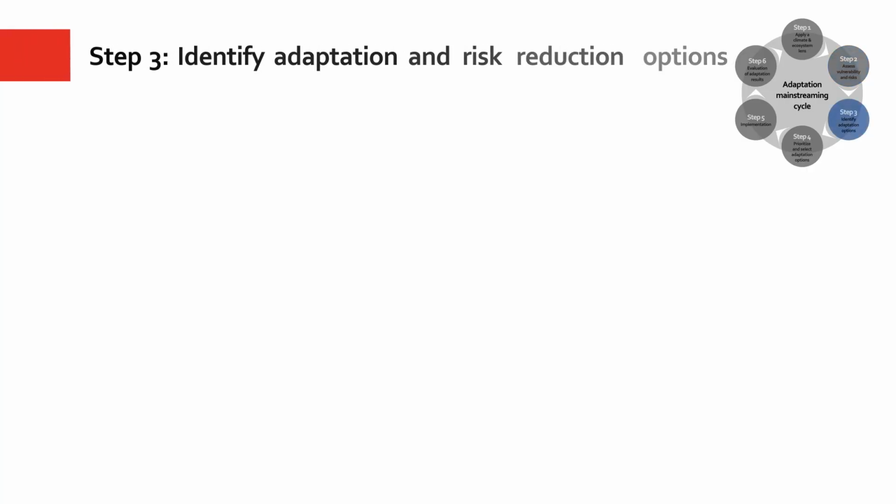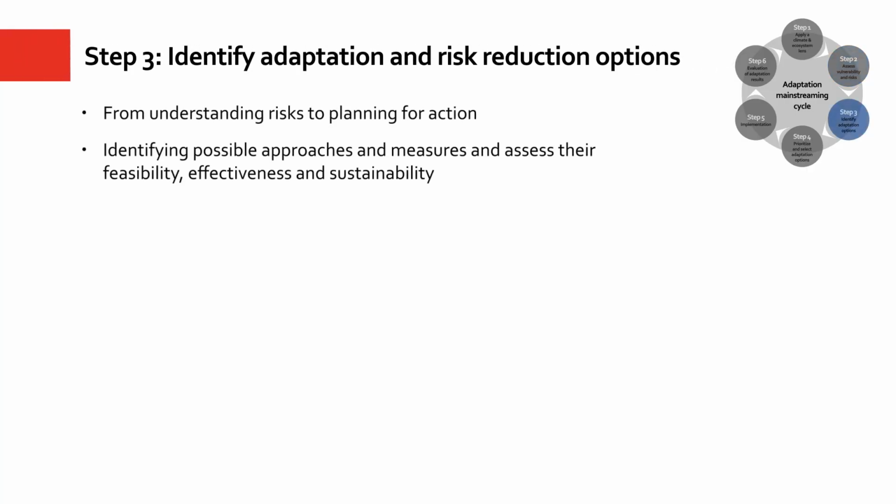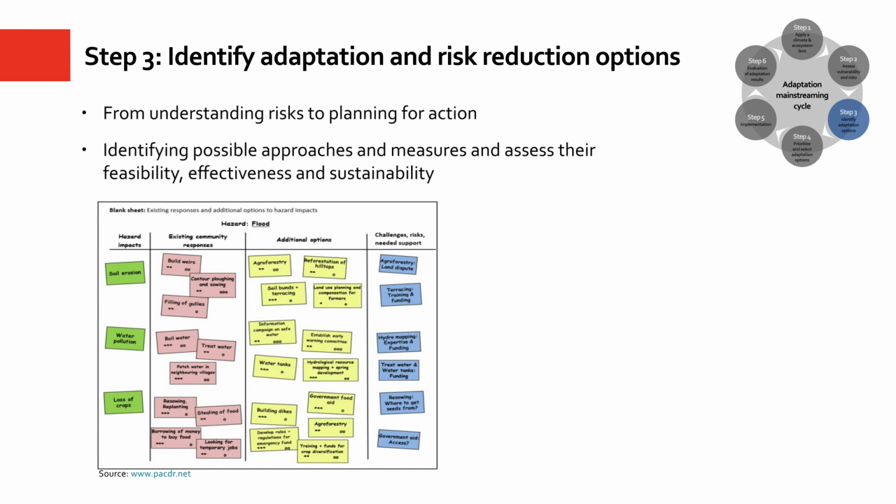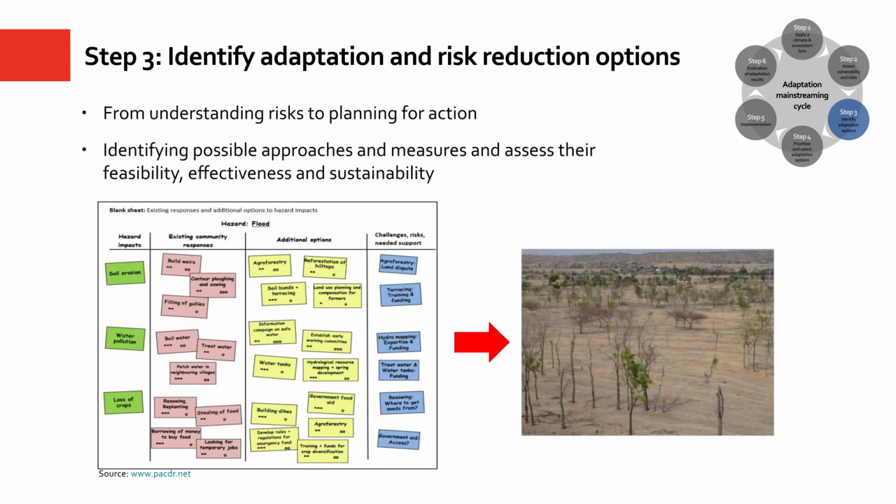Let's move to step 3. There are so many options of how you could reduce climate and disaster risk, right? How do you assess which option has which effect and which one is suitable? And how can you prioritize? Let's look at the first question.